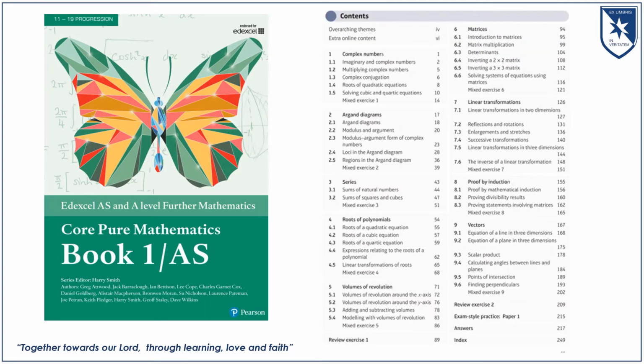This is an example of our textbook. So we've got here the Core Pure Maths book 1. It says AS because they use the same textbook for AS, but our school just studies further maths at A level. And on the right-hand side here, we can see all of the topics that we're going to cover. And you can see chapter 1, I mentioned earlier, linked to that Mandelbrot set, we've got complex numbers there. And the Argand diagrams that go with that.